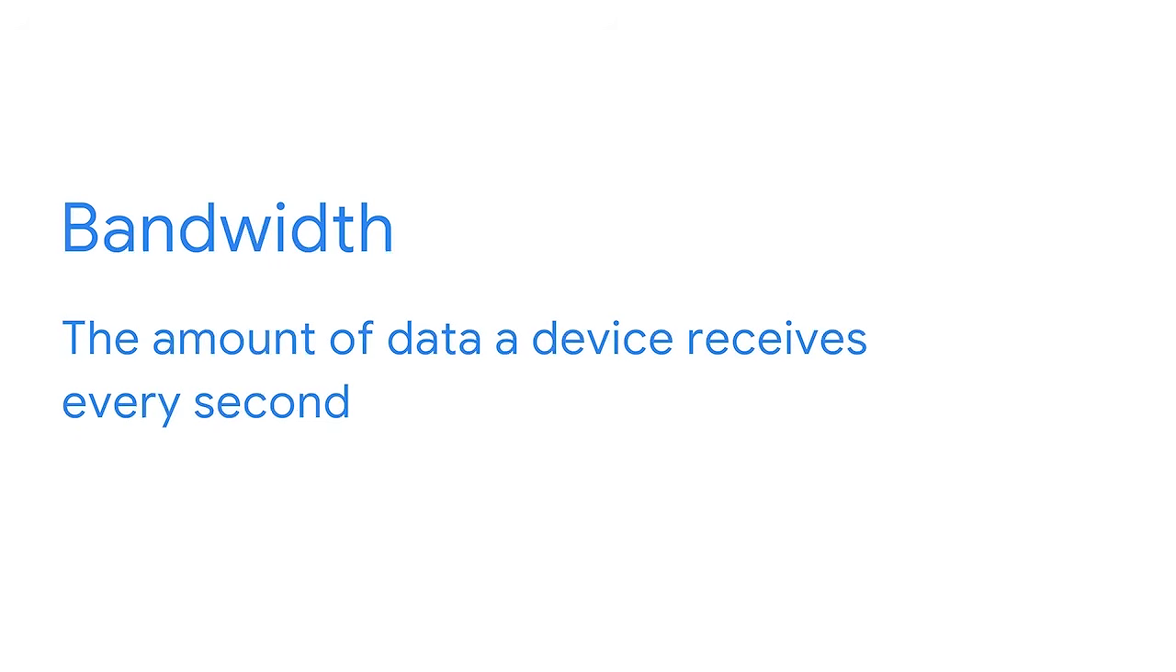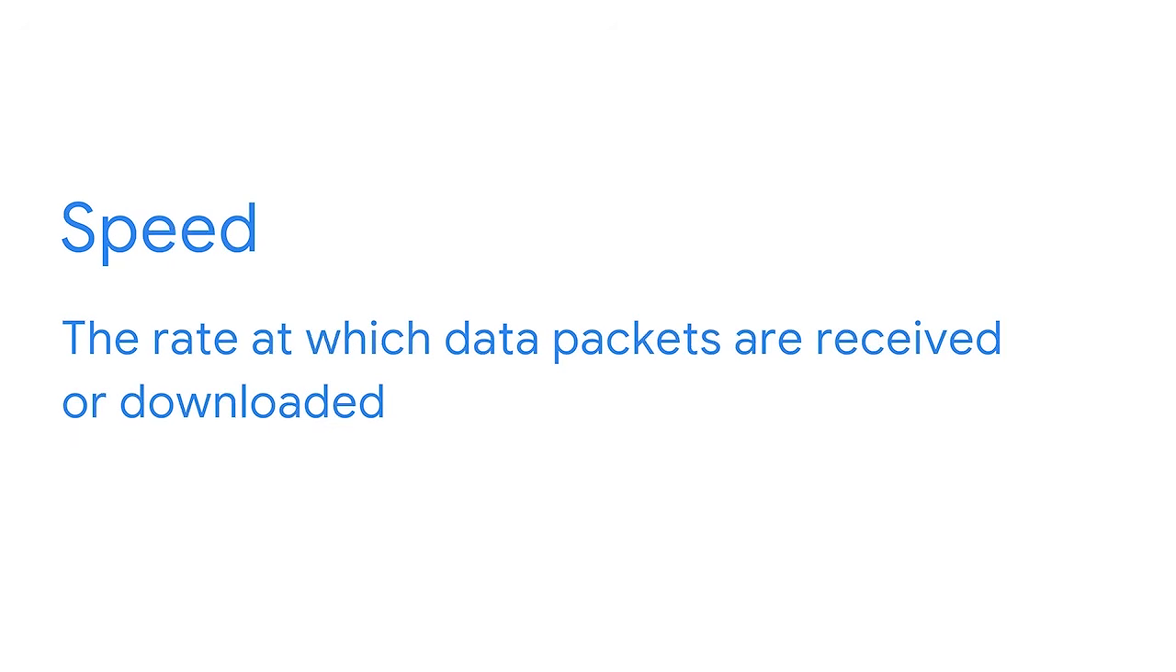Network performance can be measured by bandwidth. Bandwidth refers to the amount of data a device receives every second. You can calculate bandwidth by dividing the quantity of data by the time in seconds. Speed refers to the rate at which data packets are received or downloaded.